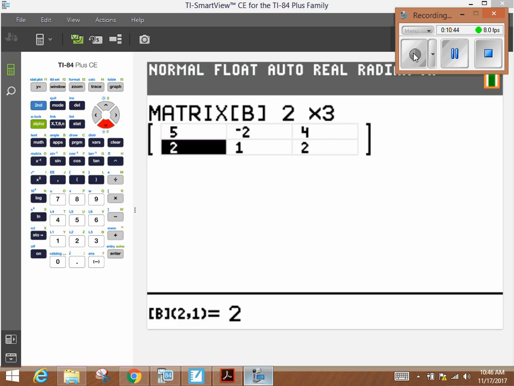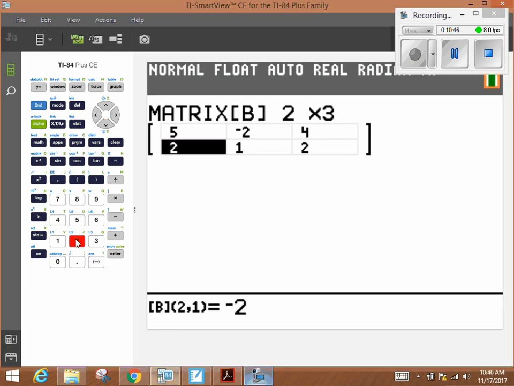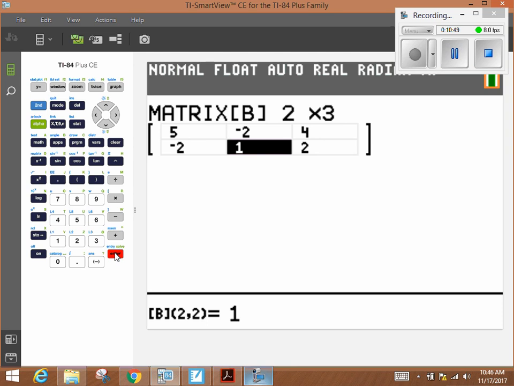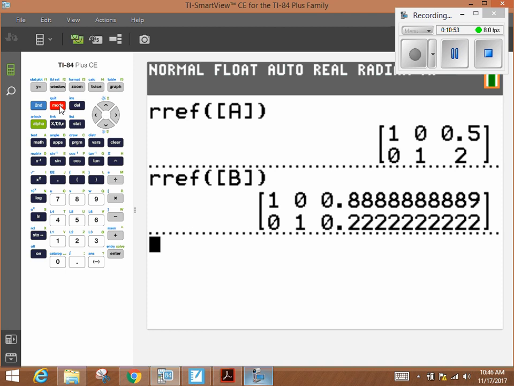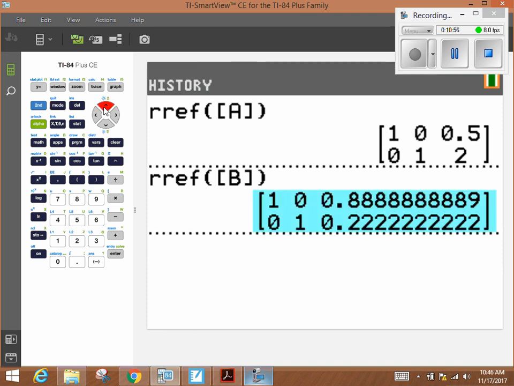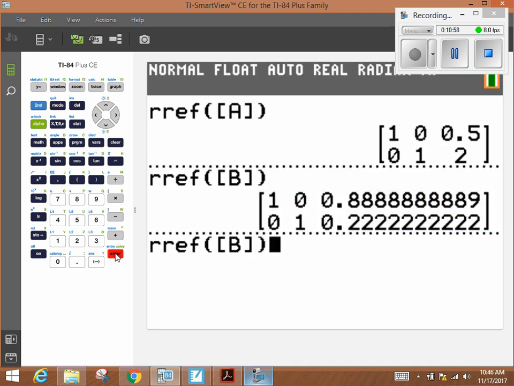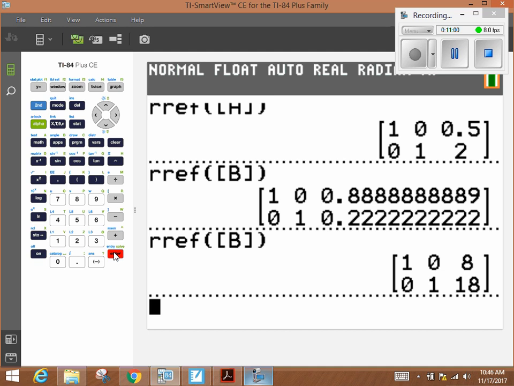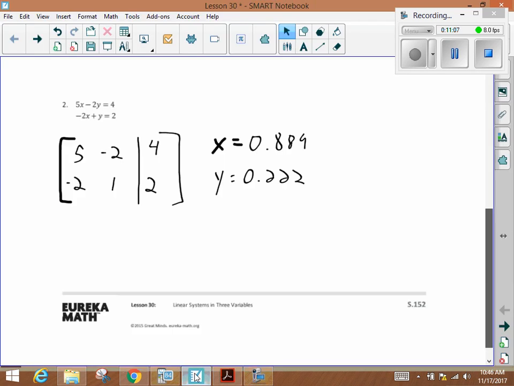Okay, so I made a mistake. We didn't point out this was supposed to be a negative 2. So let's recalculate. I can actually go up and redo it, and there we go. Okay, so we got the solutions 8 and 18. Those are nicer answers. I like that much better. 8 and 18. So x equals 8, y equals 18. Much better.